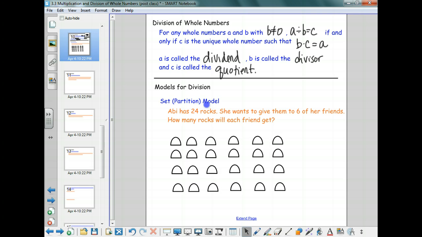All right, I have 24 rocks. Do you have 24 rocks? No. Close. 24 rocks. Do I have 24 rocks? I do, don't I? Okay.